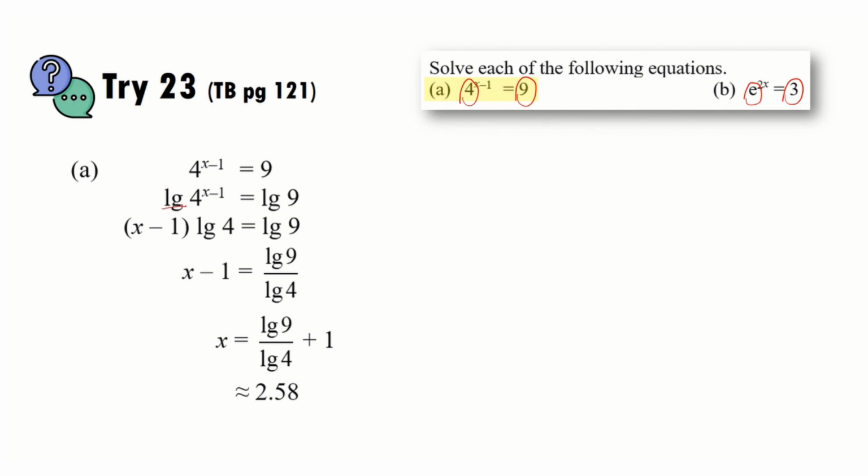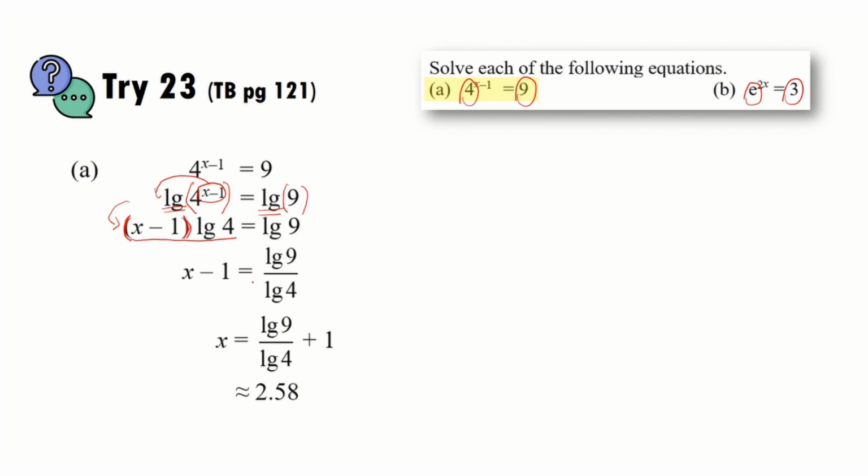We will apply a common log on both sides of the equation. If I were to be very insistent, I have brackets over here and this is what it implies. So then we can use our power law on the left side of the equation to bring down the x minus 1 to get x minus 1 times log 4. Do be very careful that I must have the brackets here.